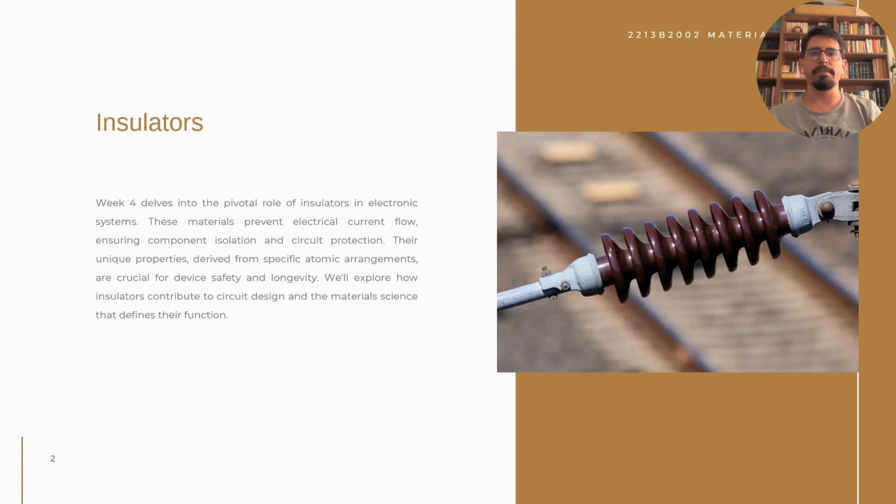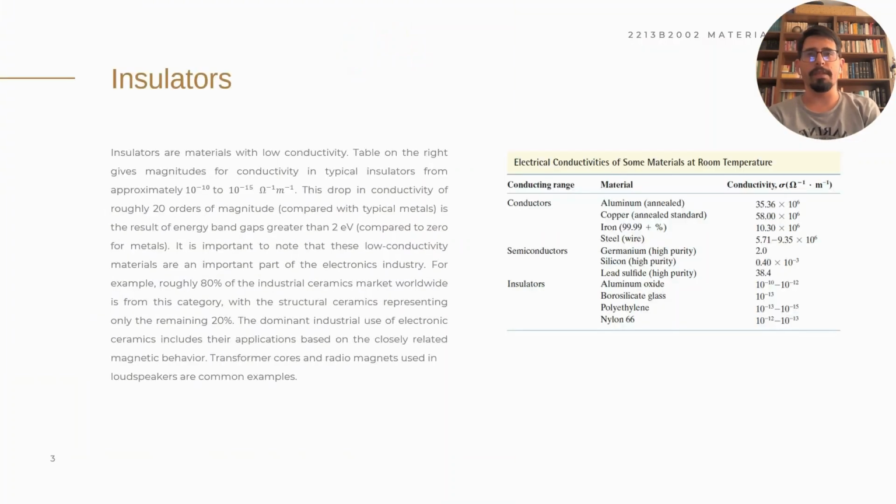And what makes them special is how their atomic structure resists the movement of electrons. That resistance is what gives insulators their unique properties. Throughout this chapter, we'll look at how insulators are designed, why they are so effective, and how the science behind them translates into real world applications. Let's take a closer look at what makes insulators so special.